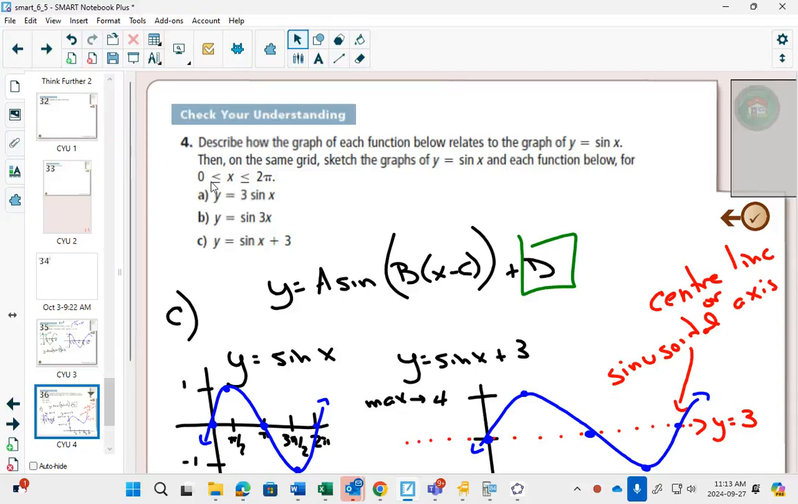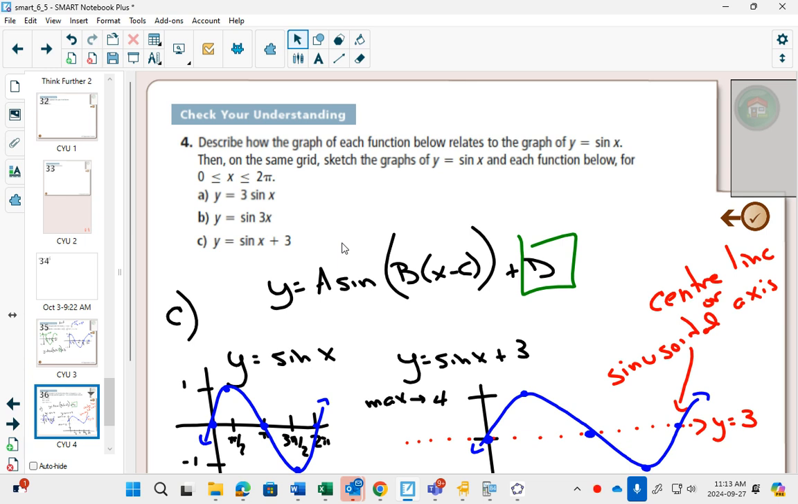Again, to save a little bit of time, I'm going to leave out A and B because A we did already. If you have a value in front, that affects your amplitude, right? The B value affects your period. So you'd have to use that formula 2 pi over B to get a new period. Every time we get a new period, we label that and divide it into 4 equal sections.